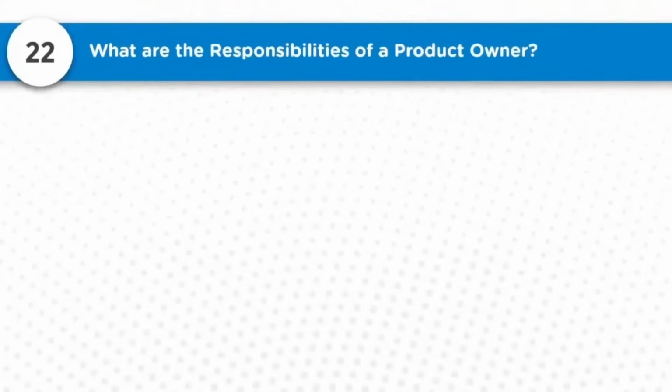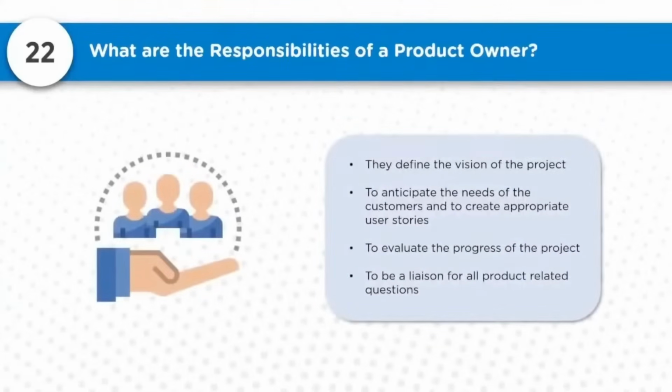So what are the responsibilities of a product owner? The product owner defines the vision of the project. They anticipate the needs of the customer and create appropriate user stories. They don't write user stories as such. They definitely have a set of people, the team, who should get involved to write the user stories. A lot of discussion and brainstorming has to happen to write user stories. But the product owner is accountable.